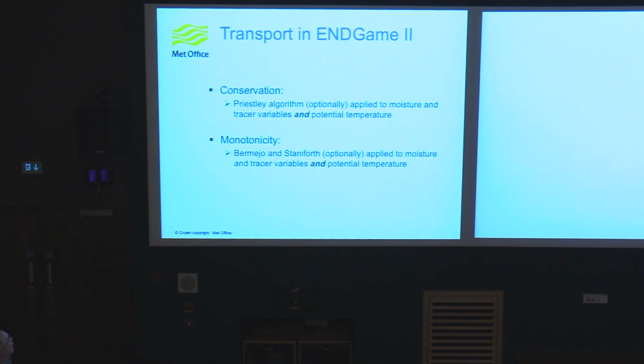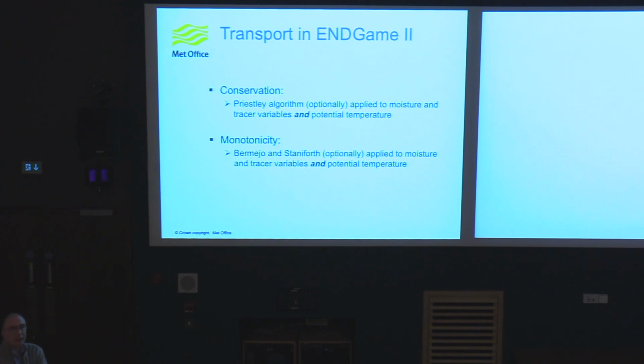So what do we do about that? We now have various options within the model, but I'm just going to focus on what I would call the standard options. We have this thing called a Priestley algorithm, after the guy at Reading University who invented it, and I'll explain briefly how that works. That's applied to moisture and tracer variables, and now also potential temperature. That's changed within the last year or so. So effectively that can be applied to all our variables.